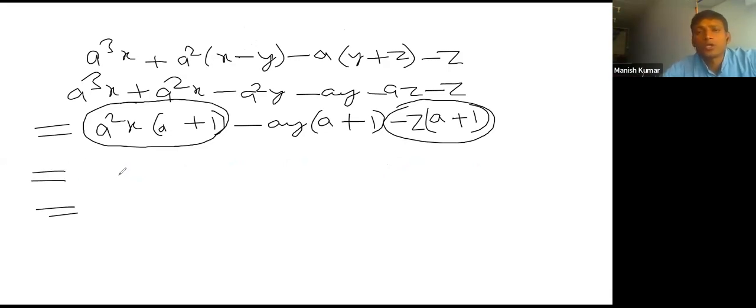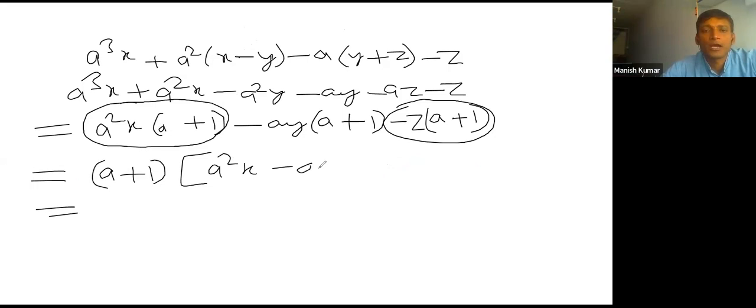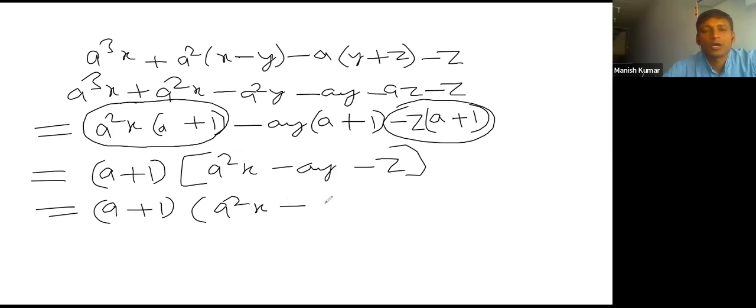Equal to. Now here A plus 1 can be taken as common. Now what can be written? A square X minus AY minus Z equal to A plus 1 into A square X minus AY minus Z. You can leave it here only, okay? Understood? How to solve?